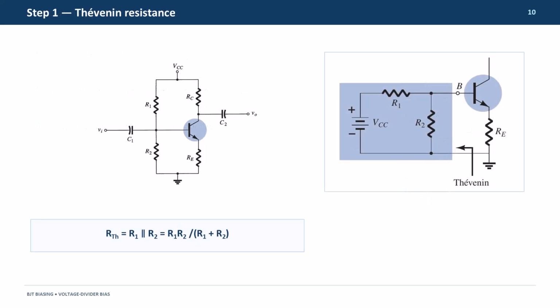To form the Thevenin equivalent, first determine the resistance seen from the base terminal. Deactivate the ideal supply by replacing it with a short circuit. Resistors R1 and R2 then connect in parallel. This gives the Thevenin resistance used in the loaded base loop.